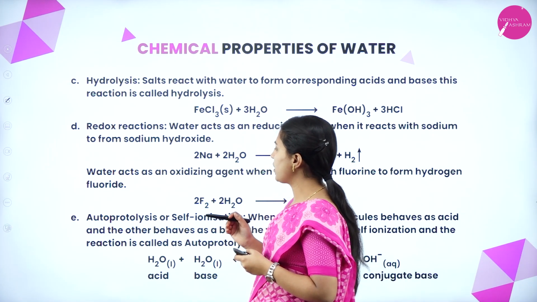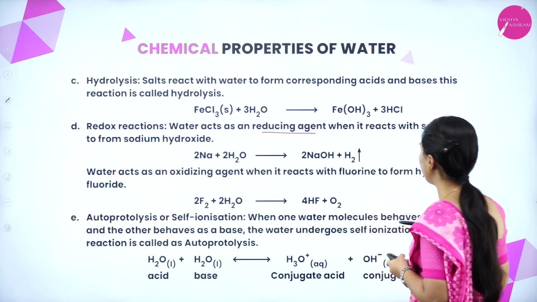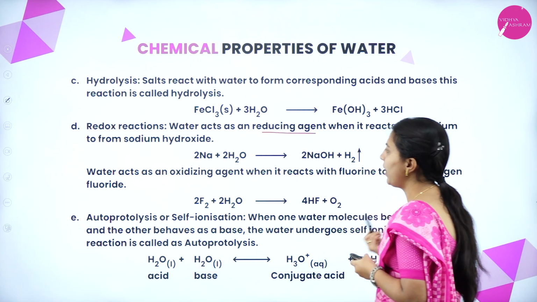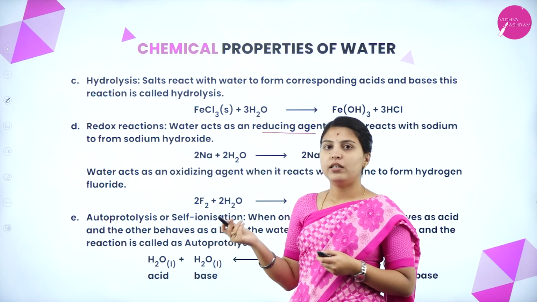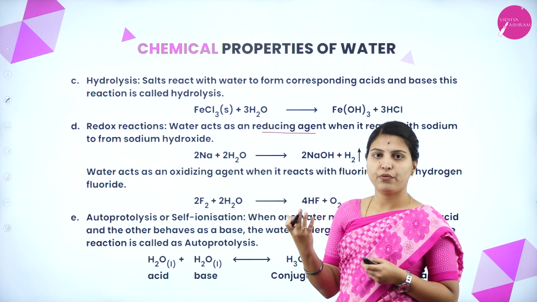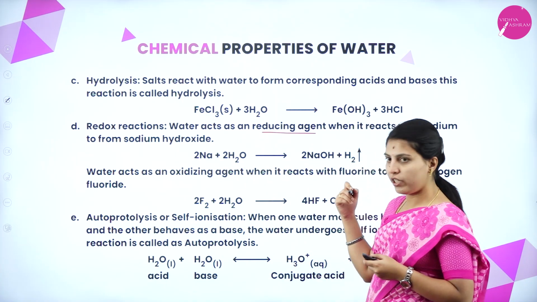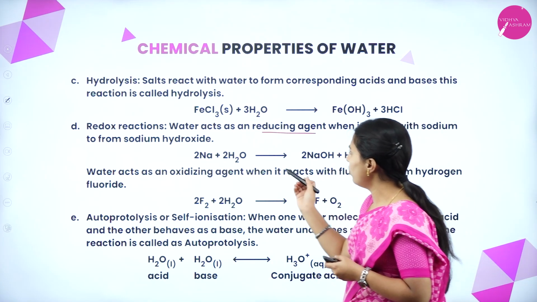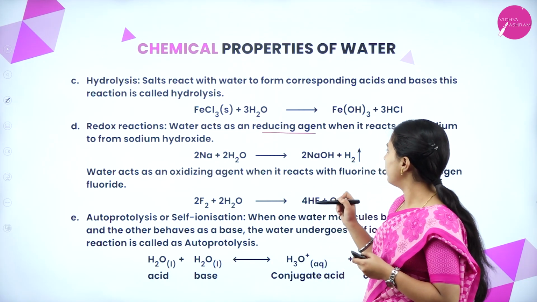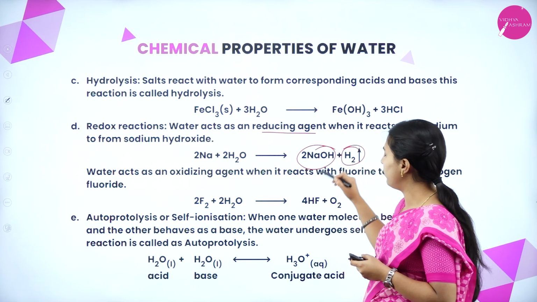Next, redox reaction. Water acts as a reducing agent when it reacts with sodium to form sodium hydroxide. Sodium, we know, catches fire in the presence of oxygen. So, when sodium is treated with water, water will act as a reducing agent. So, sodium gets converted to sodium hydroxide and H2 gas will be liberated.